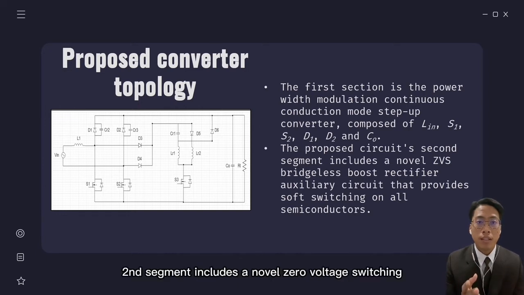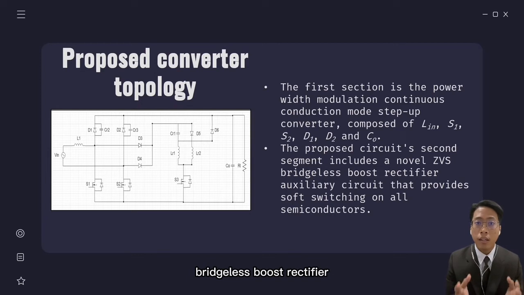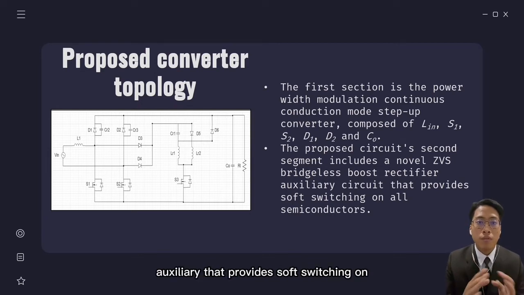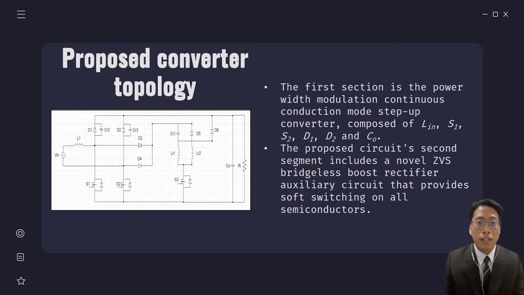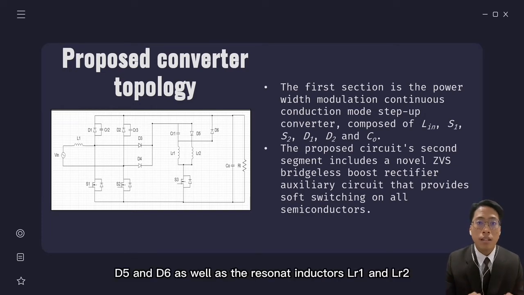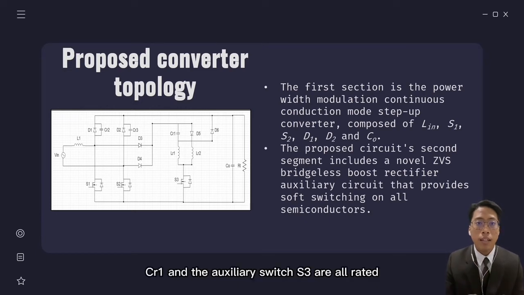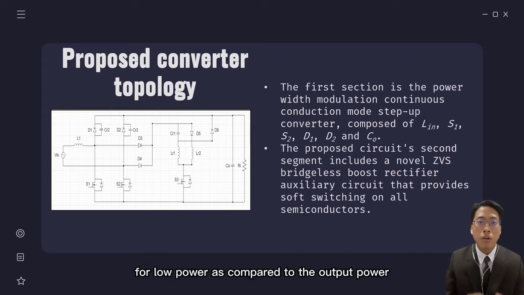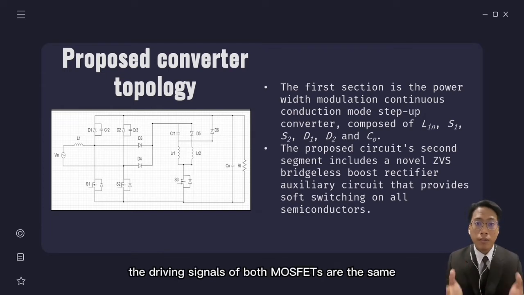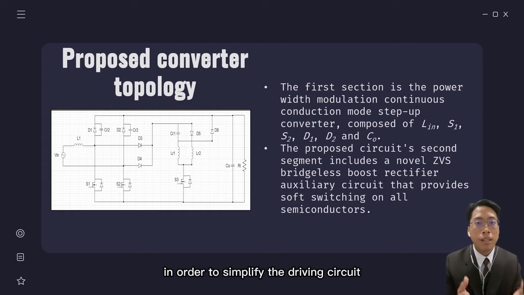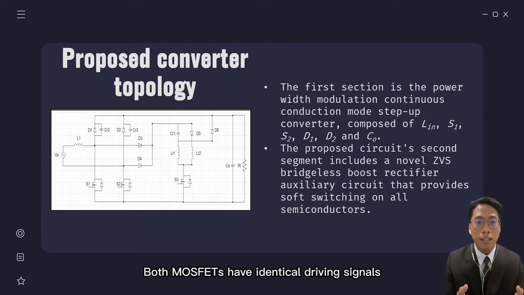The second segment of the proposed circuit includes a novel zero voltage switching bridgeless boost rectifier, with auxiliary circuits that provide soft switching on all the semiconductors. The auxiliary diodes D3, D4, D5 and D6, as well as the resonant inductors LR1, LR2, the resonant capacitor CR1 and the auxiliary switch S3 are all rated for lower power as compared to the output power. The driving signals of both MOSFETs are the same in order to simplify the driving circuit. Both MOSFETs have identical driving signals.